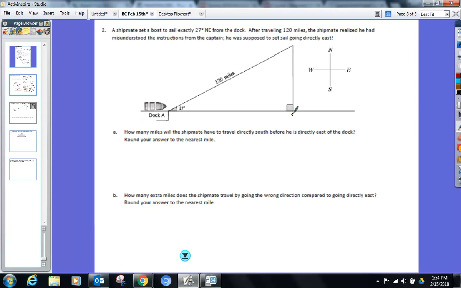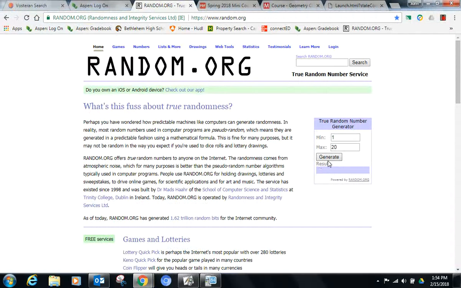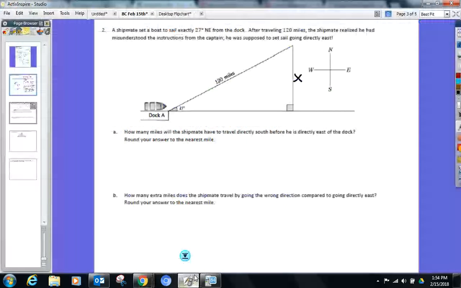All right, what am I looking for here in part A? A leg, yes, specifically this leg that will go directly south here. So we're looking for that leg. Not really a big deal. Identify the sides for me.